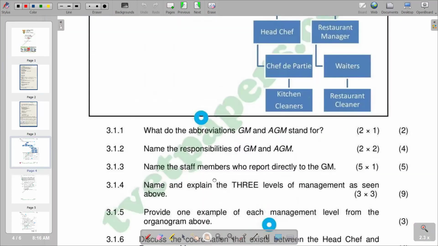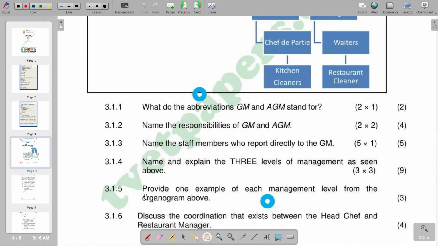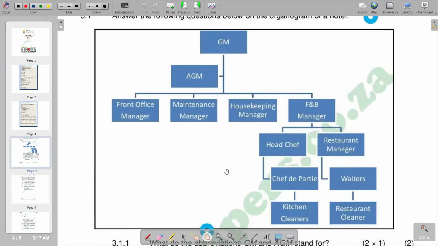Then moving on to the next part of our question, which is 3.1.5, provide one example of each management level from the organogram above. Remember, we've got the top level manager. Our top level manager is represented by the general manager. The general manager is the top level manager, and then the middle level manager is represented by the assistant general manager.